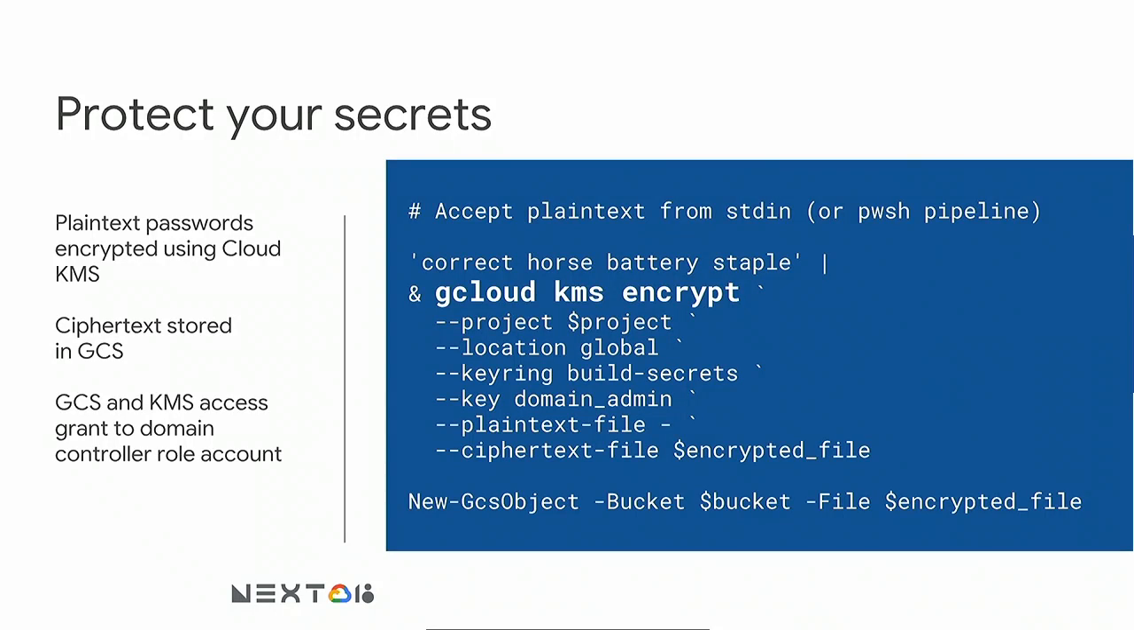Cloud KMS allows you to encrypt and decrypt secrets based on Cloud IAM access grants. So I can have one set of accounts that has permissions just to encrypt secrets, and then I can have another set of accounts that just has permission to decrypt secrets. Here I'm using a very simple gcloud command to encrypt a plain text string and store the results in a file. Then I'm uploading that file to Google Cloud Storage. And when I need to use this very secure password to join my domain controller to my domain, the code can retrieve the encrypted file from GCS, decrypt the secret, and inject it into my configuration management without the plain text password ever landing on disk.